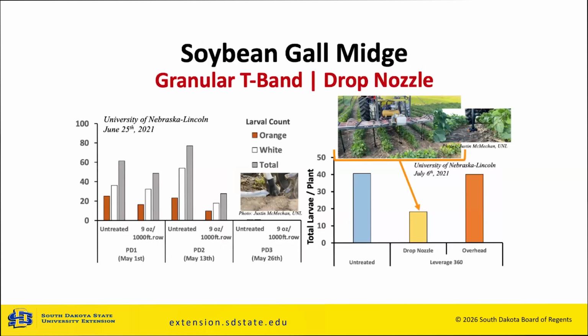Another management tactic that Justin looked at was a granular T-band or drop nozzle. If you look at that graph on the far right, you can see here that the drop nozzle he applied, leverage 360, was significantly different from your untreated and your overhead broadcast spray. The reason the foliar or broadcast spray above that foliage doesn't seem to work is because those gall midge larvae are down in the stem of that soybean and your pesticide just doesn't get to them. So that's what that drop nozzle is for. It sprays directly at the base of that stem, and has a much better chance of providing control against those gall midge.